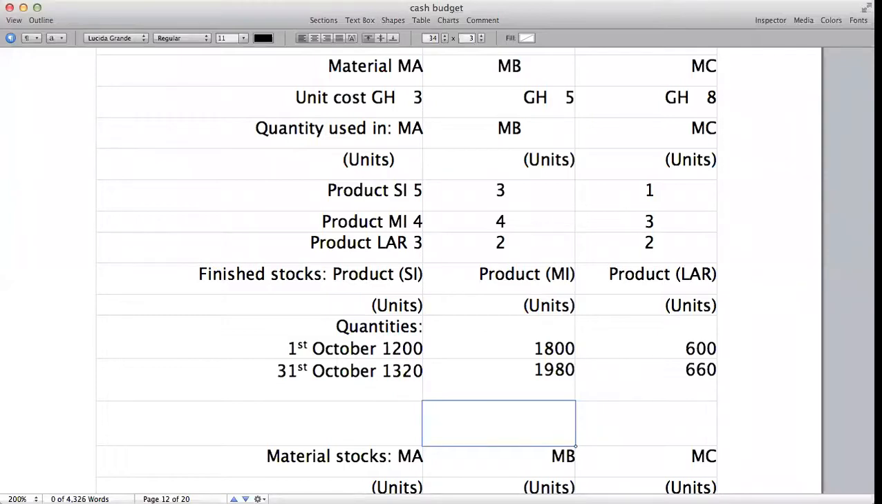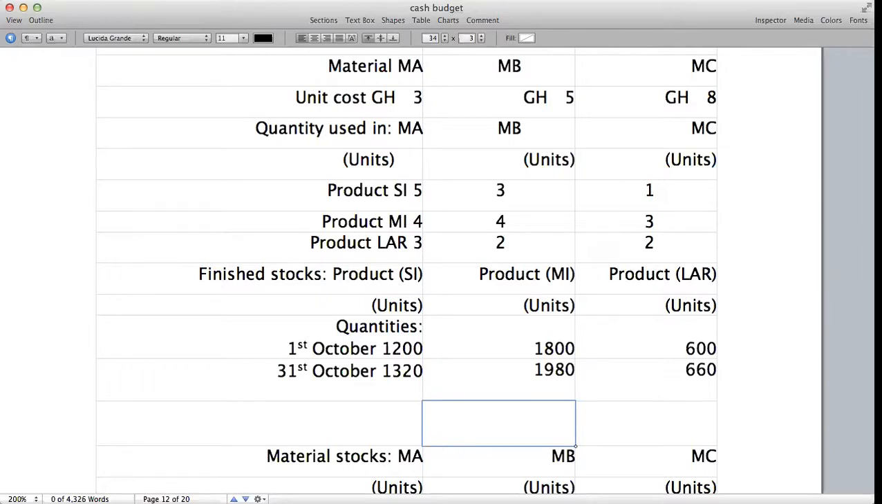Okay, so now let's put it together. So here the production will be what? Production of 1,320. Oh yes, they have to produce 1,320, because 1,200 less 1,200 is 0, plus 1,320 gives us 1,320. Then for product MI, it will be 2,400 less the 1,800 plus 1,980.